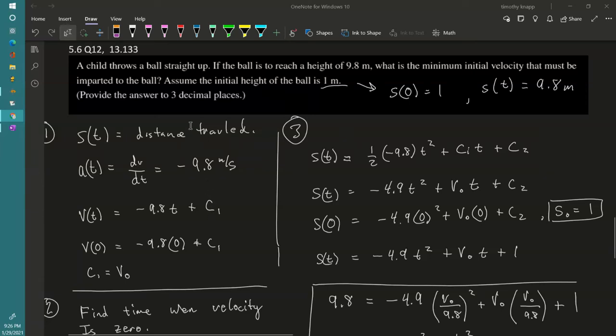All right, so we've got a child who throws a ball straight up in the air. The ball reaches 9.8 meters. What is the minimum initial velocity that it must be imparted? And it started from 1 meter, okay?